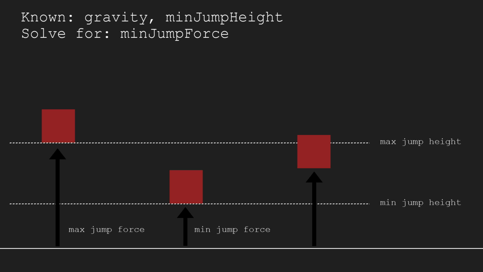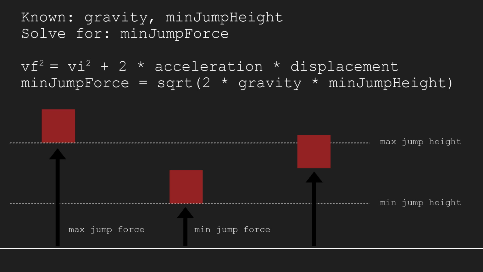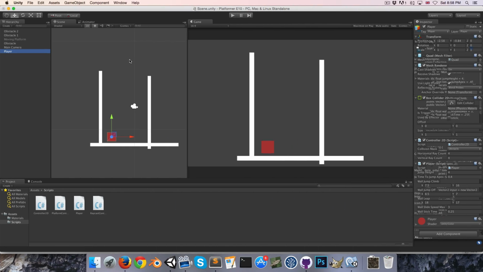Now, there's a kinematic equation which suits our needs perfectly. It goes final velocity squared is equal to initial velocity squared plus 2 times acceleration times displacement. So we can get rid of initial velocity, since that is just 0 in our case, and we can translate this to minimum jump force is equal to the square root of 2 times gravity times min jump height. So gravity is acting as our acceleration, and we're using the absolute value, in other words, not the negative value of gravity. Okay, so let's go ahead and implement this.